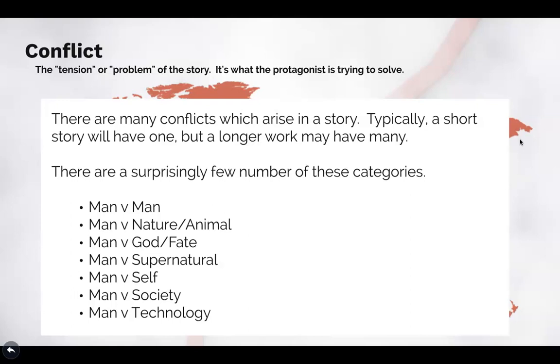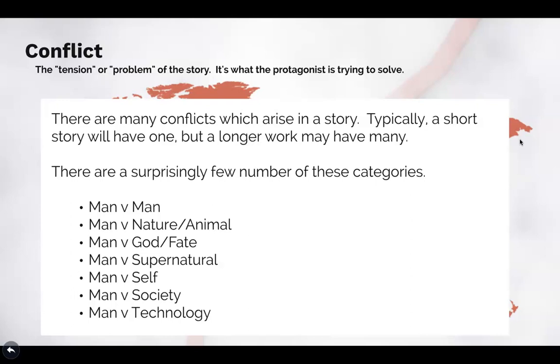Some examples you could have in Man vs. Man: Liam Neeson was in a movie called Taken. This is that story of, like, you kidnapped my daughter, I'm going to hunt you down. It's the man versus the kidnapper. In Man vs. Society, we have Katniss Everdeen versus the Capitol in the Hunger Games. Man versus Supernatural, this would be like against a ghost or a witch or a warlock or something like that.